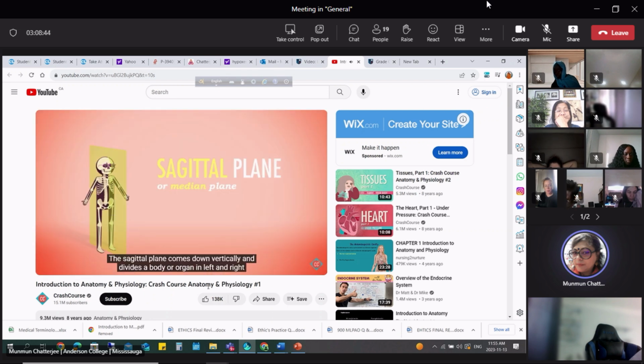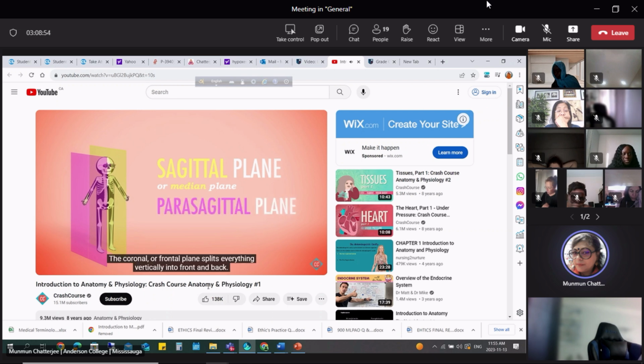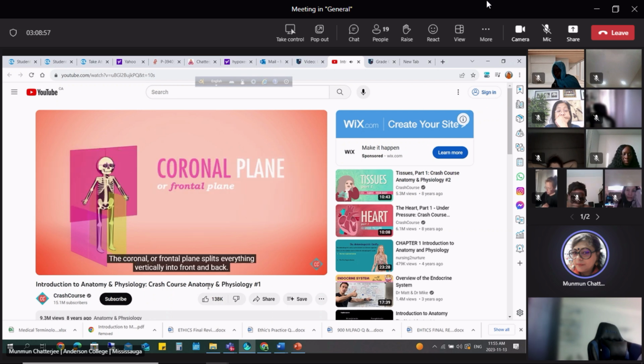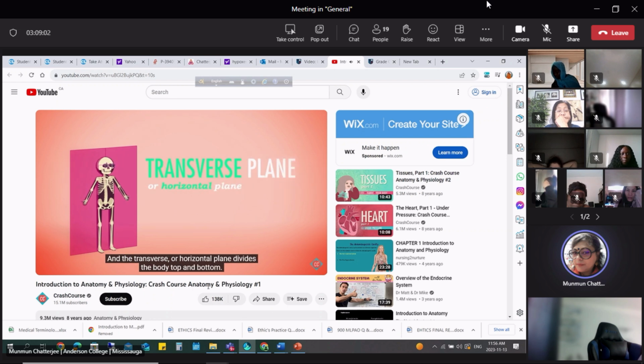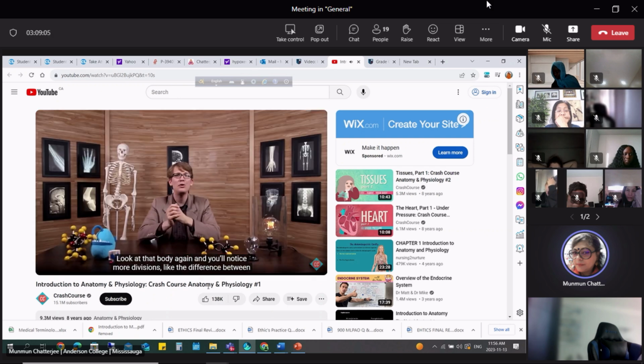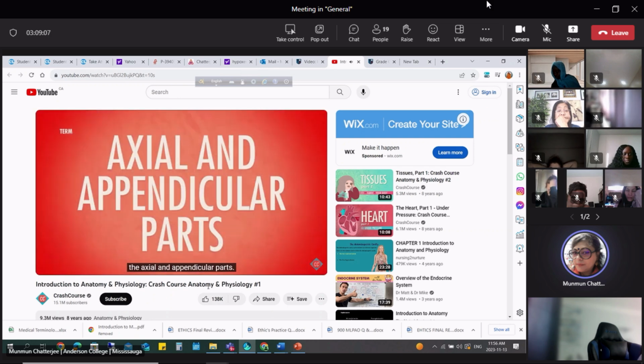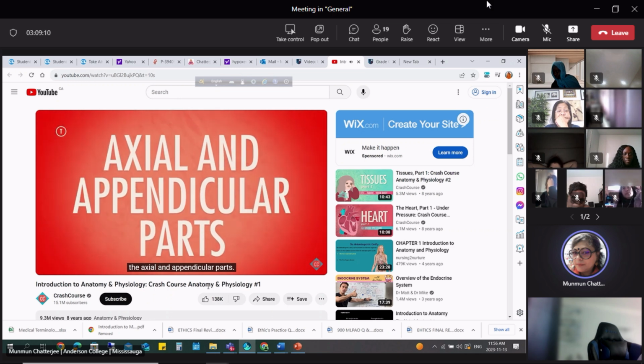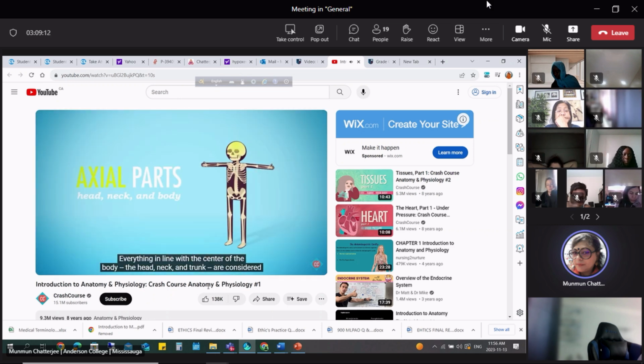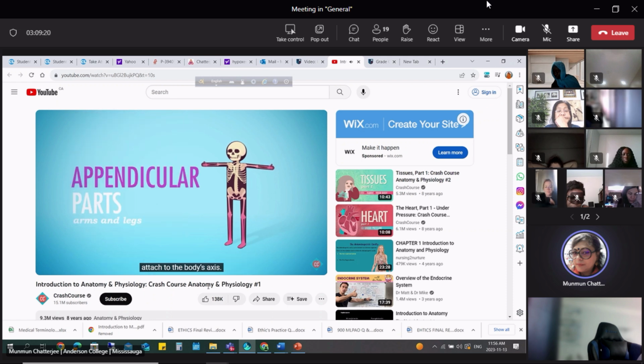The sagittal plane comes down vertically and divides a body or organ in left and right parts. If you imagine a plane parallel to the sagittal plane, but off to one side, that plane is the parasagittal. The coronal or frontal plane splits everything vertically into front and back, and the transverse or horizontal plane divides the body top and bottom. Look at that body again, and you'll notice even more divisions, like the difference between the axial and appendicular parts. Everything in line with the center of the body, the head, neck, and trunk, are considered axial parts, while the arms and legs, or appendages, are the appendicular parts that attach to the body's axis.